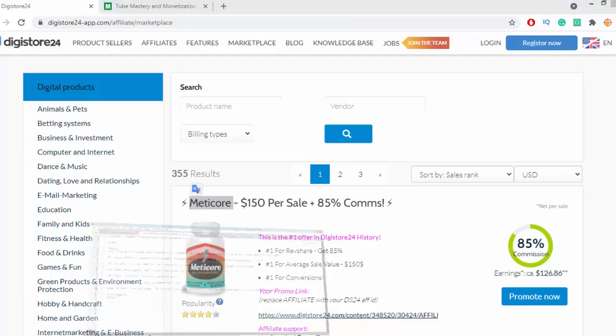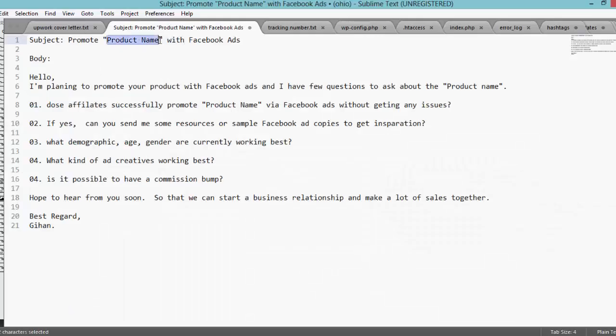So I copy it and paste it here. So now our product is Metico. So promote Metico with Facebook ad. Now the body is, hello, I am planning to promote your product with Facebook ad, and I have a few questions about the product name. So replace this product name with Metico.